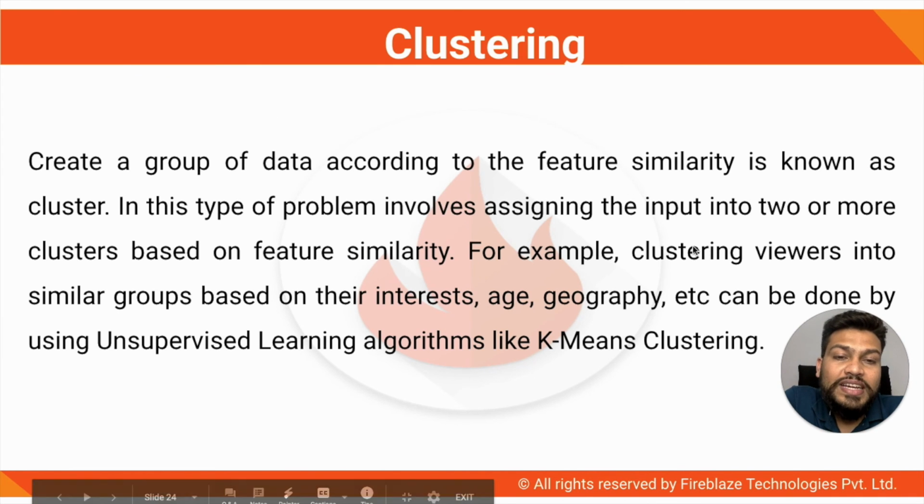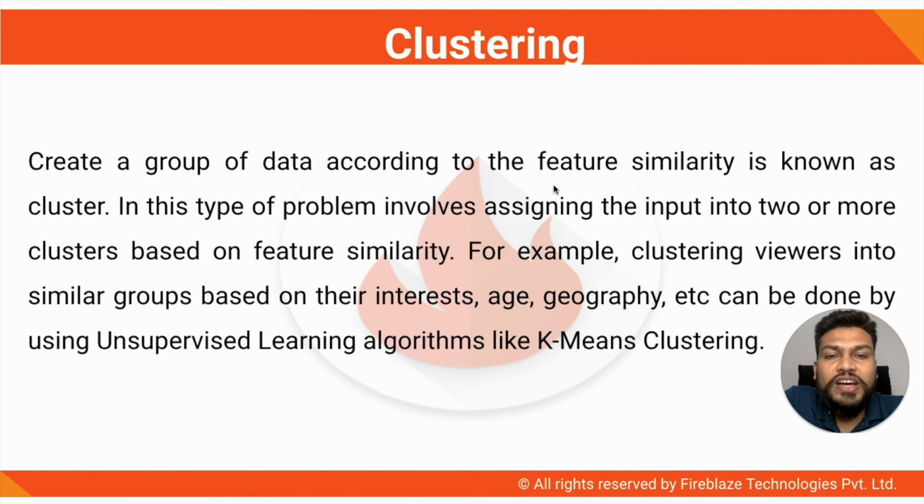And then clustering, it's like creating a group of data according to the features. Similarity is known as clustering. This type of problem involves assigning the input into two or more clusters based on similar features. So you have some similar characteristics, you take them out and then you group them. For example, clustering viewers of this video into similar groups based on their interest, age, geography, etc. can be done by an unsupervised machine learning algorithm.